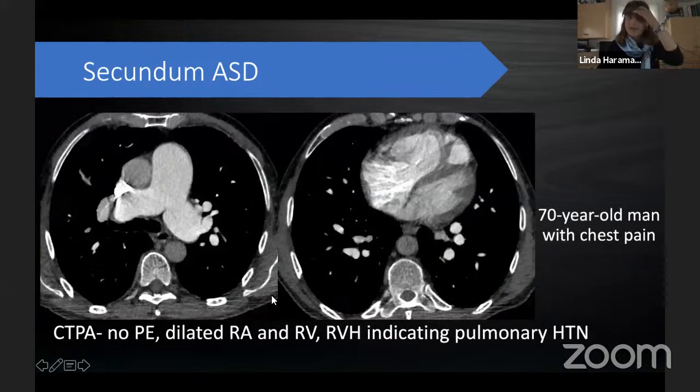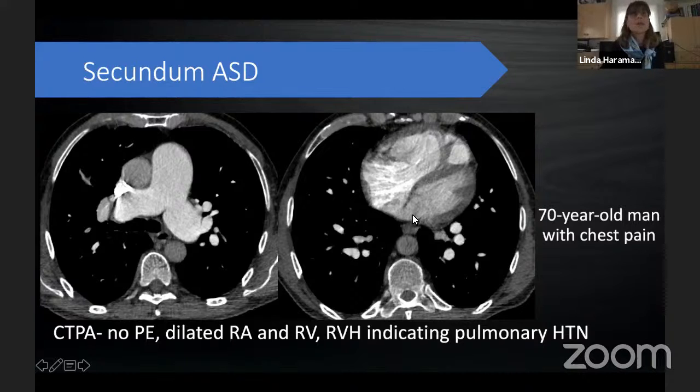And here's that same 70-year-old man that we saw before with his chest pain, and he had a CT scan in the emergency department to evaluate for pulmonary embolism, and he had no PE, but we can see that his main and right pulmonary arteries are markedly dilated. If we compare them with the aorta, even the right pulmonary artery is way bigger in cross-section than the aorta. And when we look at the heart, we see that the right ventricle and the right atrium are dilated. The interventricular septum is flattened, and we actually can see the defect in the interatrial septum.